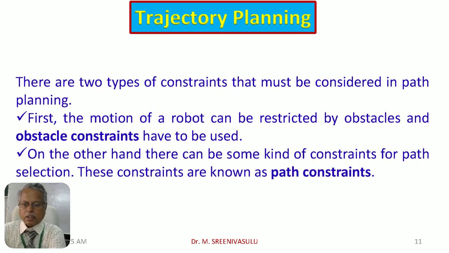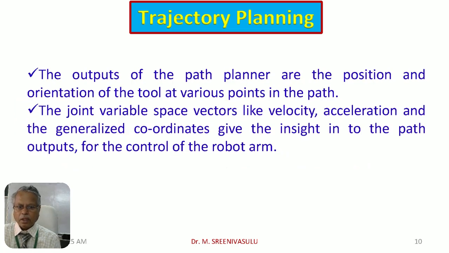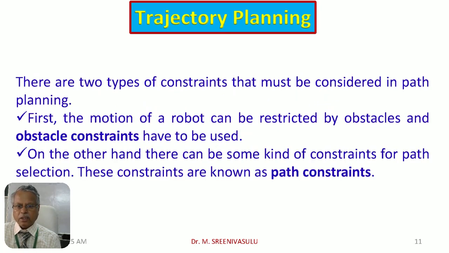So let us continue our discussion. The major constraints that are supposed to be taken into account at the time of path planning are obstacles that might come in its way, and the path. There may be some restrictions with respect to the path that we need to adopt. And of course, this we have already seen.